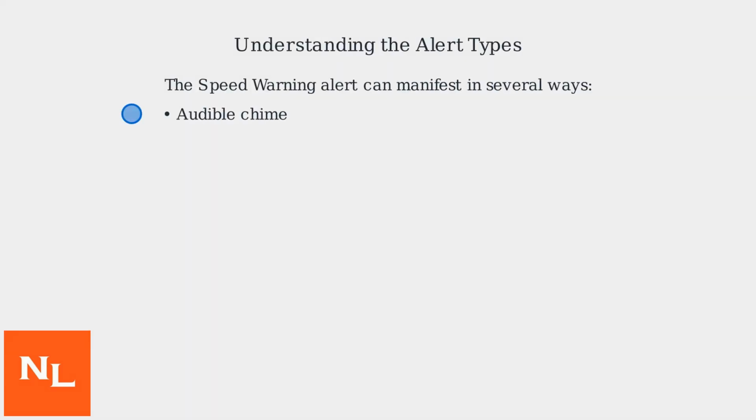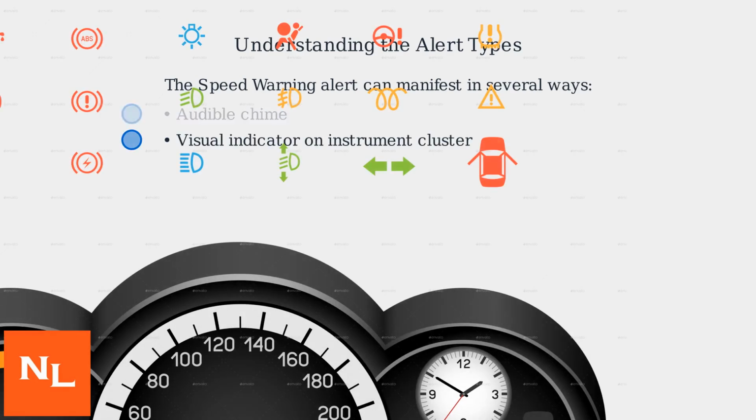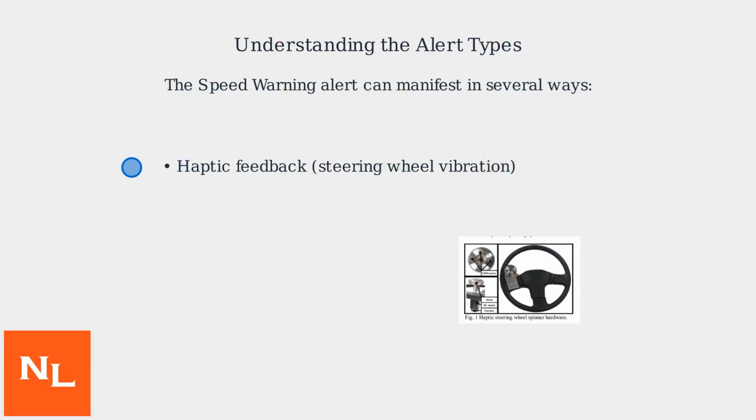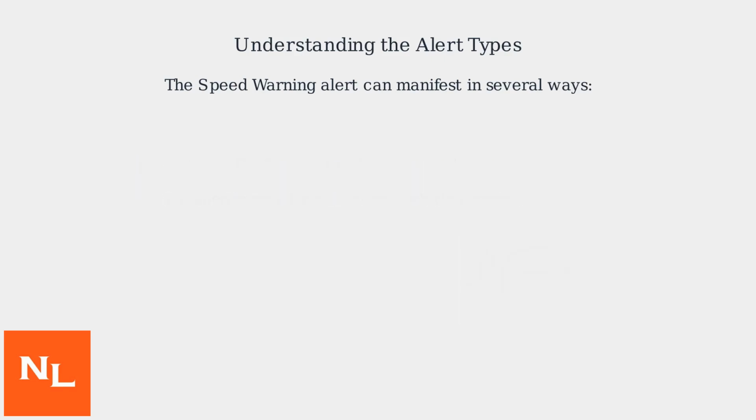The speed warning alert can manifest in several ways. First, an audible chime alerts you with a sound when exceeding the limit. Second, a visual indicator appears on the instrument cluster, such as a speedometer icon. Third, haptic feedback provides vibration in the steering wheel. The specific type depends on your vehicle's options.